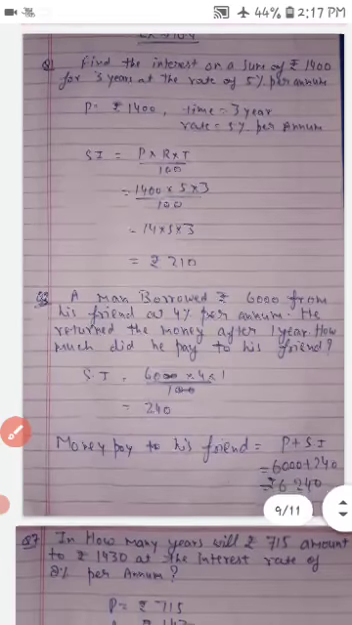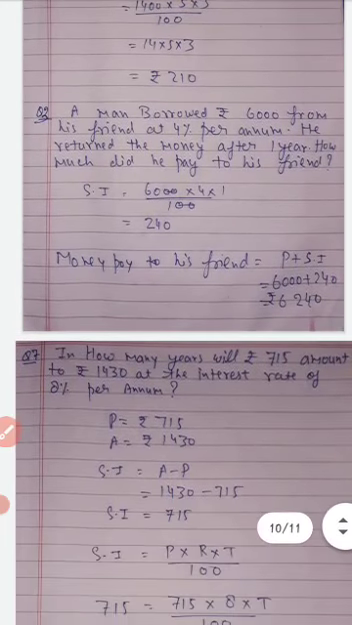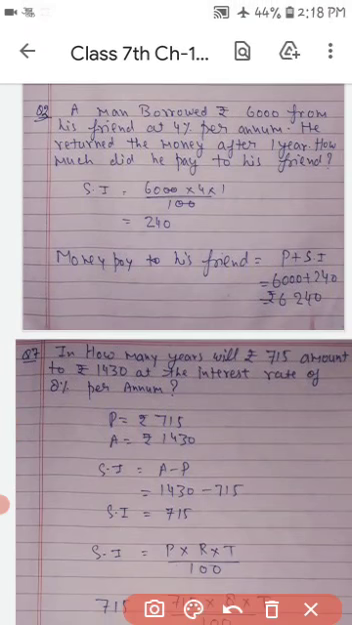Question number 2. A man borrowed rupees 6,000 from his friend at 4% per annum. He returned the money after 1 year. How much did he pay to his friend? Formula of simple interest here is 6,000 into 4 into 1 upon 100. Zeros cancel. 6 4s are 24, so 240. Money paid to his friend is principal plus simple interest. 6,000 plus 240 is equal to 6,240 is the answer.